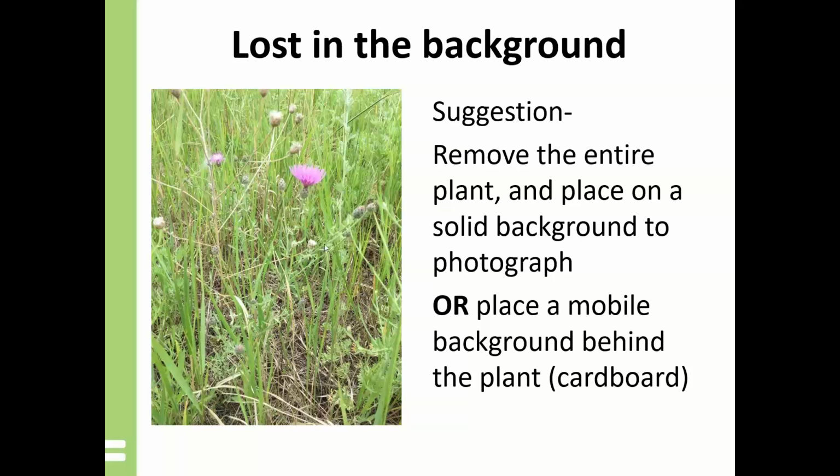So this is a good example of a plant that was lost in the background. In this picture, you can see it, but you can't really make out any of those key features. You can see the flower all right, but you can't really see the rest of the plant at all. So the best thing to do in this situation is either remove the plant and take it to your vehicle and use one of the backgrounds that we mentioned earlier, or you can take, say, a piece of cardboard or something and place it behind the plant just to differentiate it from all those other plants in the background.